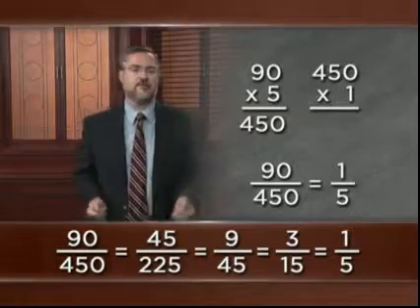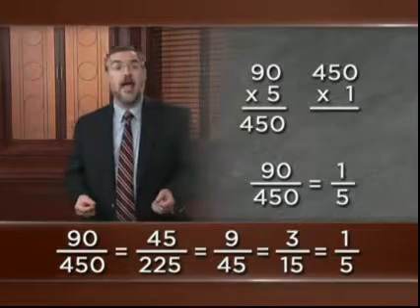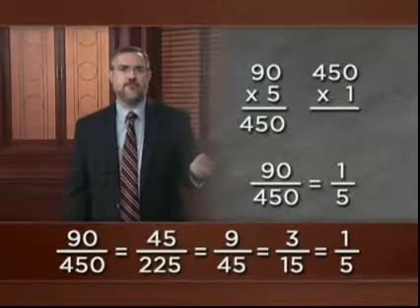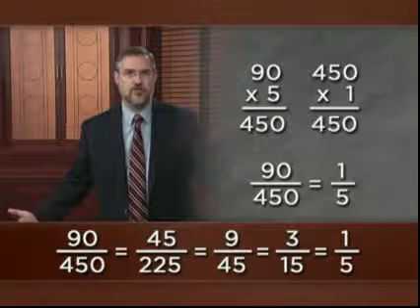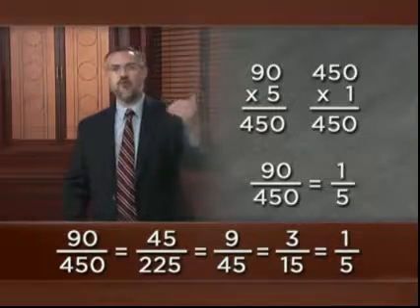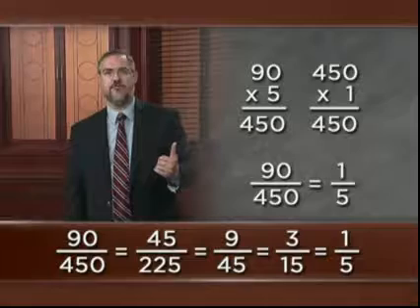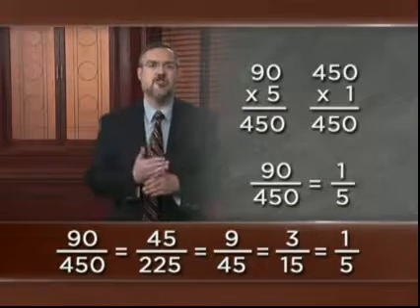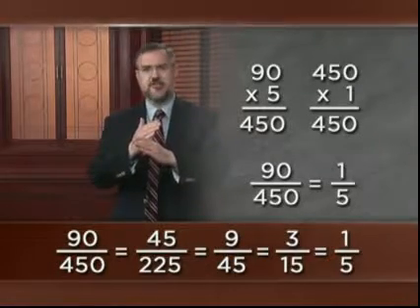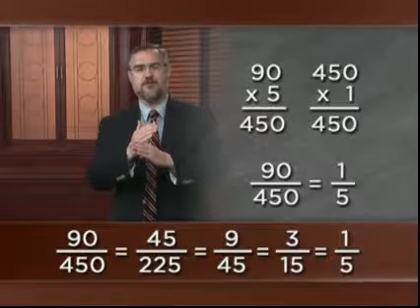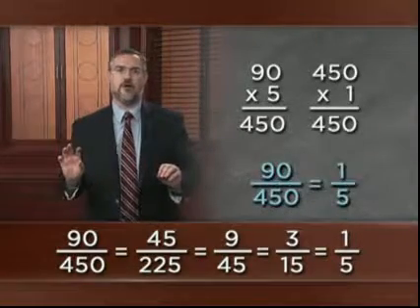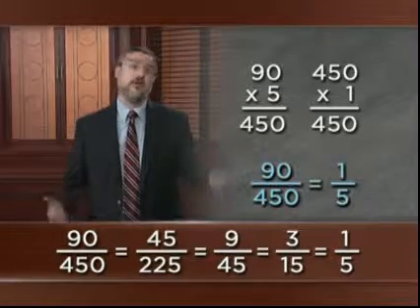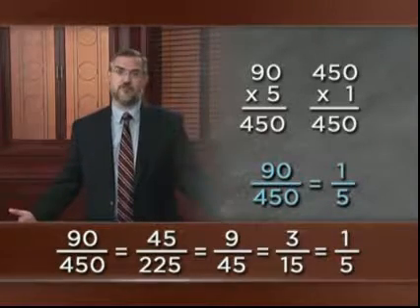You can do that just like we've done in previous lessons. And then the 1 times 450, well, that's just 450. Anytime you multiply by 1, you just get the other number back. So 1 times 450 is 450. Those two amounts are the same. And that means that since the cross multiplication amounts were the same, the two fractions, 90 over 450 and 1 over 5, are actually equivalent fractions.